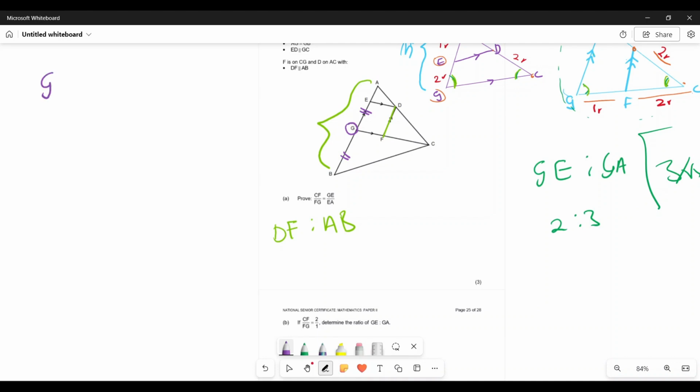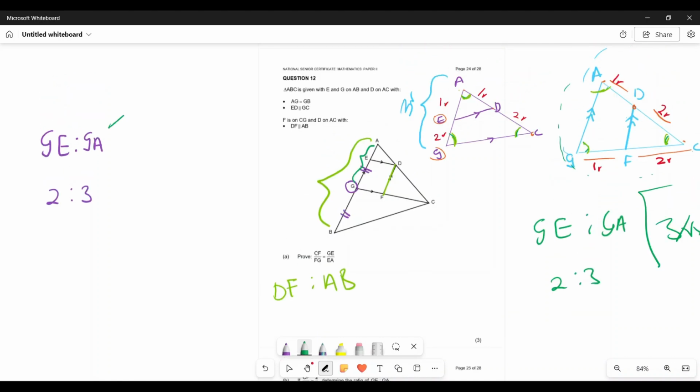Remember before I said the ratio of your GE to your GA is 2 is to 3, right? Now, I want you to note something. Look at your GA, which is this line right over here. This line GA is half of your AB, right? So I can represent my GA in terms of AB. Basically, this is the same as 1 over 2 multiplied by AB, right?